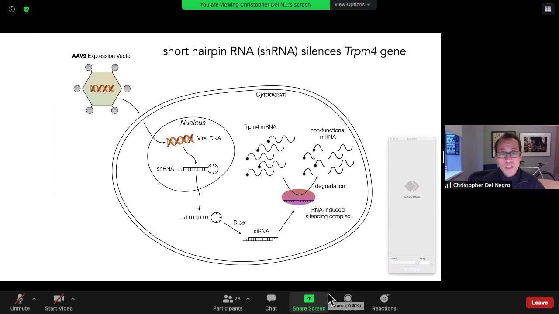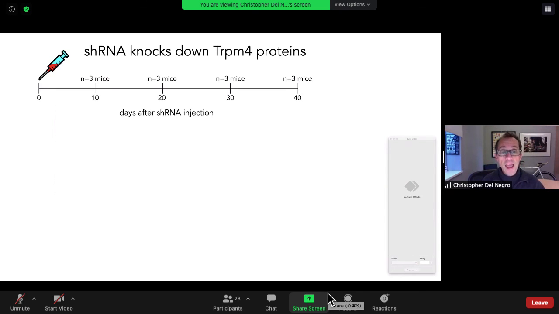Does it actually work? The first thing we did after designing this approach was to see whether it actually worked. At day zero, we injected 12 mice unilaterally with short hairpin RNA against TRPM4. And on the other side, we gave a scrambled vector. The same nucleotides are present, but we shuffled their order so they don't actually target any gene. So each animal is its own control. And then we sacrificed 3 mice at the time points shown here in order to measure TRPM4 gene and protein expression. And I'm going to show you the Western blots for protein expression.